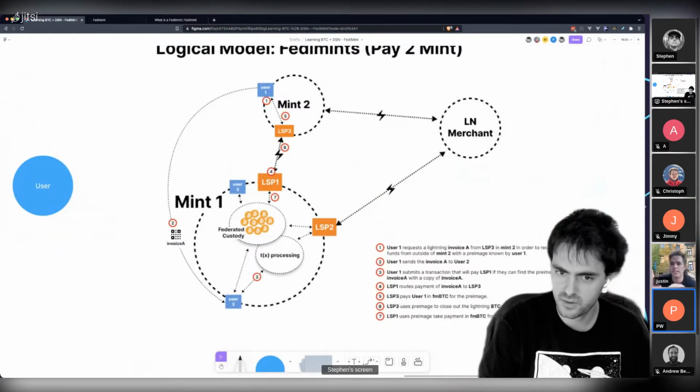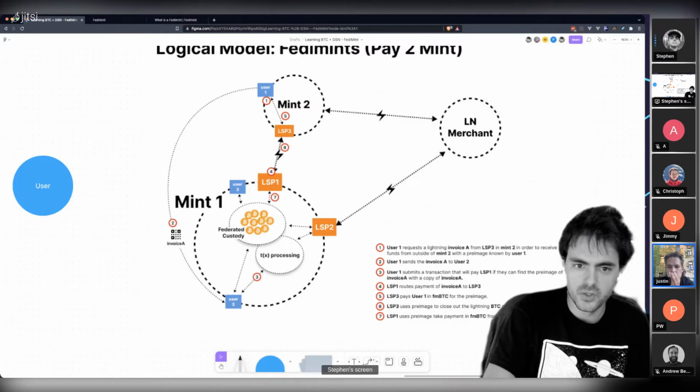It illustrates how Mint A and Mint B, those are Federation mints. LN Merchant doesn't know anything about federations. Or FediMint doesn't even know they exist. The cool thing is Mint A and Mint B can interoperate, or Mint 1 and 2, and Mint 1 and LN Merchant can also interoperate because Lightning is the lingua franca.